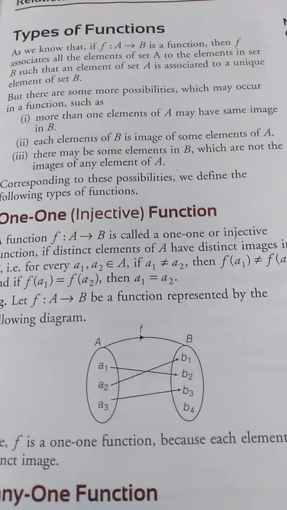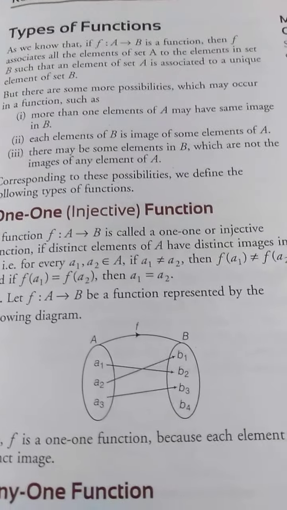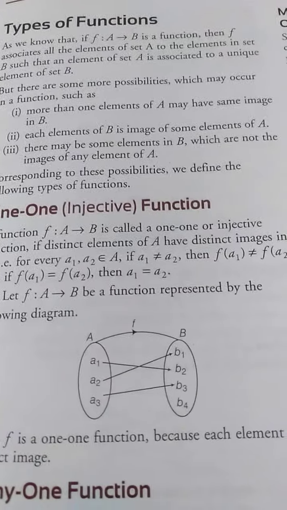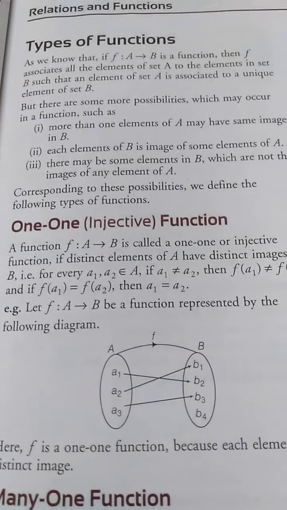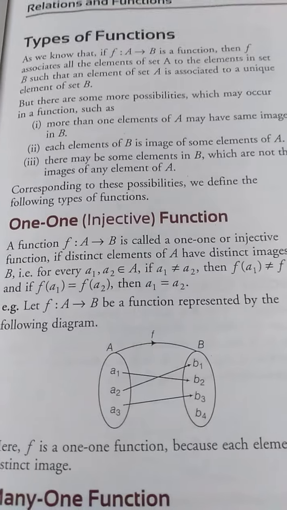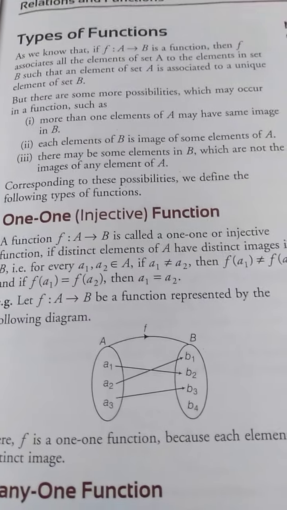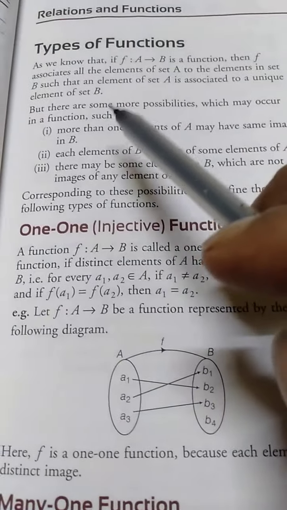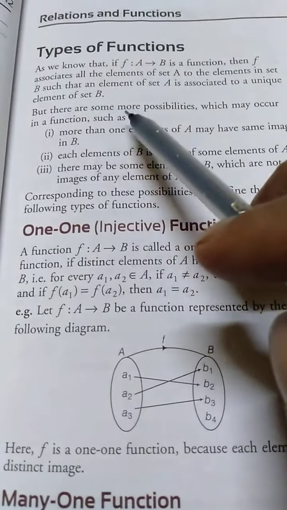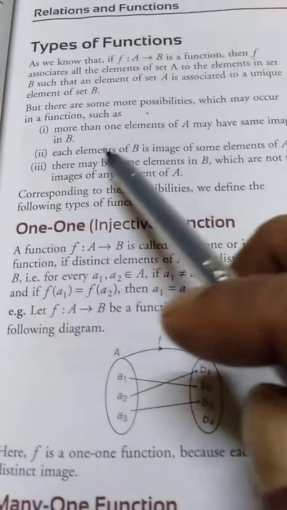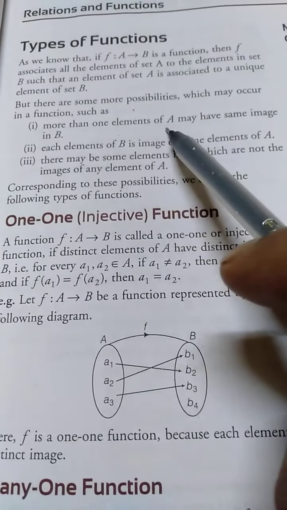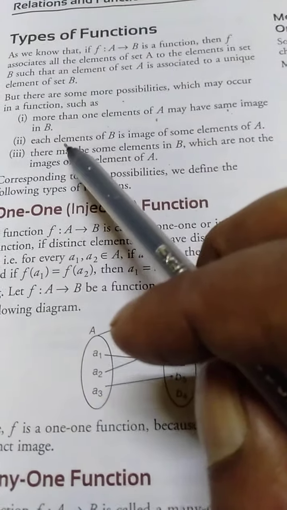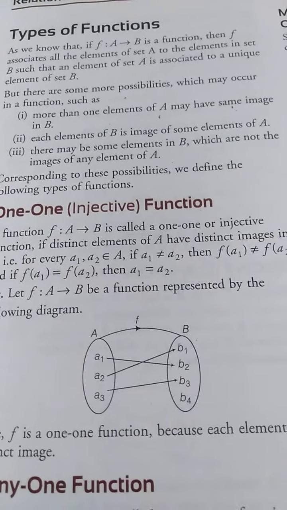Suppose you say y equal to x square. Now if you take the value of x as 2, then y will be 4. And again if you take the value of x as minus 2, then also the value of y will be 4, because 2 square and minus 2 square both are 4. So that is one function. But there are some possibilities. First thing is that more than one element of A may have the same image in B.